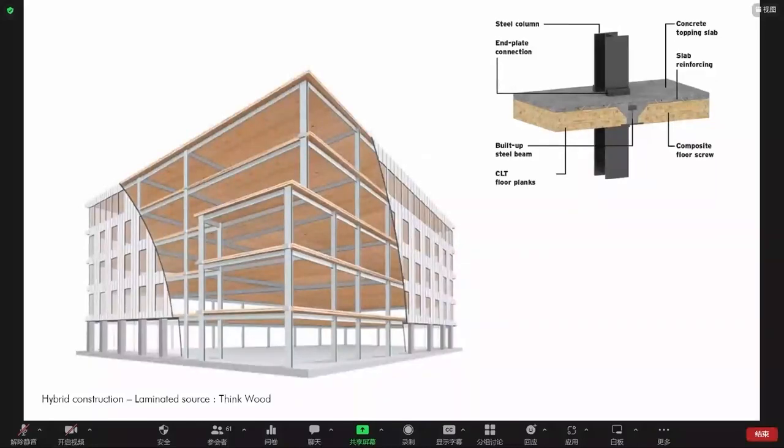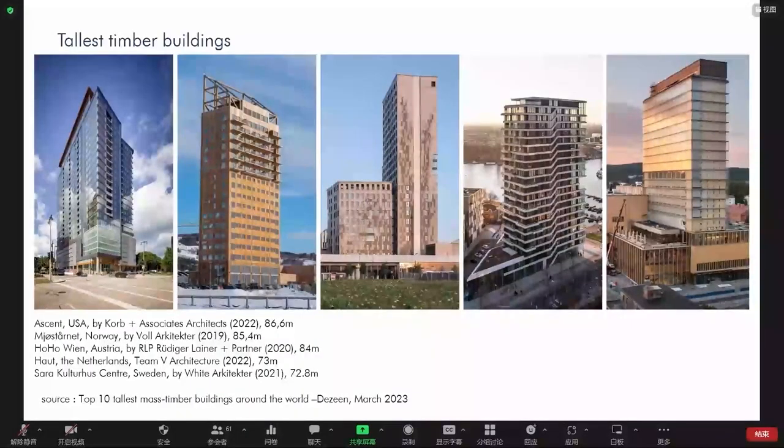These connections are possible on a different scale of building. To answer the question, what are the tallest buildings in the world today? You can see here several examples of the top 5 elements, with the highest building made of timber currently 86 meters, and that's just been released in the US. If I'm not wrong, it was an Austrian design office, but I have to check this.